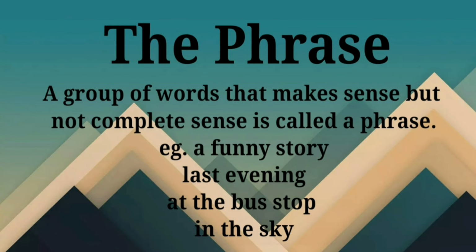The phrase: a group of words that make sense but not complete sense is called a phrase. Example, a funny story, last evening, at the bus stop, in the sky. They are groups of words and make sense, but they are not giving complete sense. We cannot use them alone. They are used as a part of the sentence.